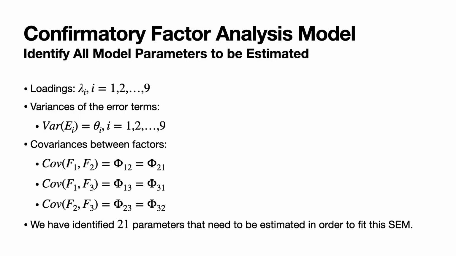And so again, reviewing our list of parameters that need to be estimated, we have 9 loadings, we have 9 variances of error terms, and we have 3 covariance parameters. And so we have correctly identified the 21 parameters that need to be estimated in order to fit this structural equation model.